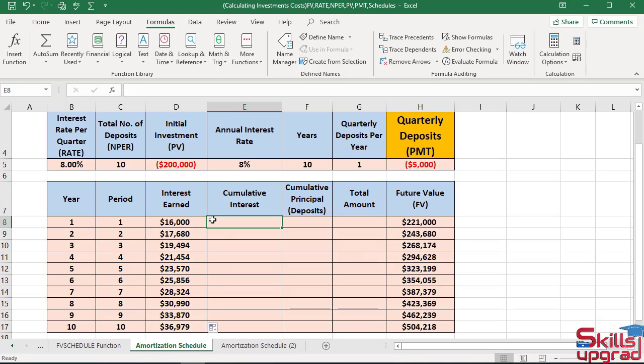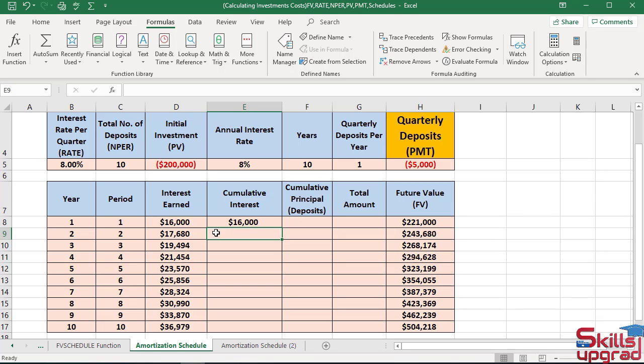Enter equal sign. Click cell reference D8. Press enter key. So I will have total interest in my account at the end of first period $16,000.